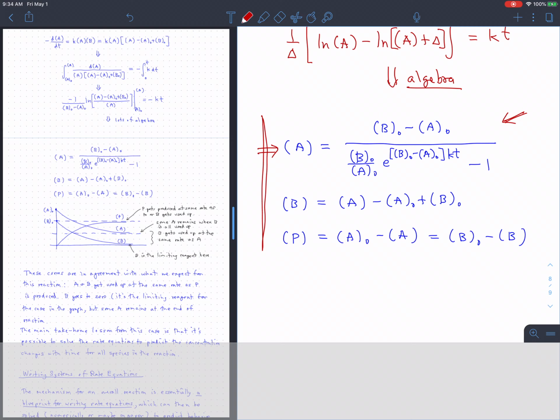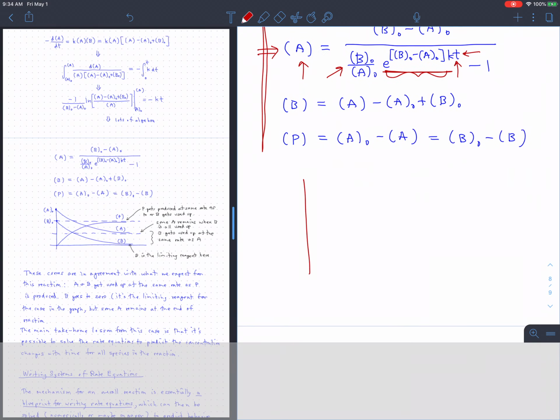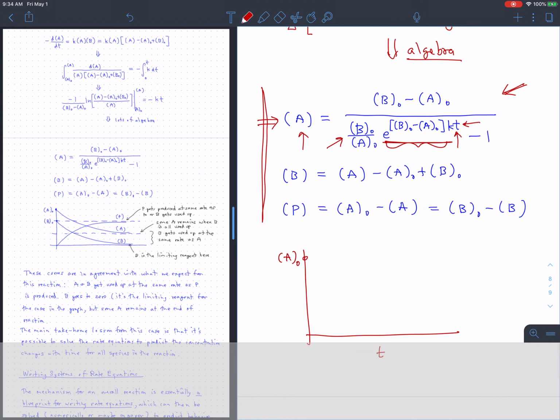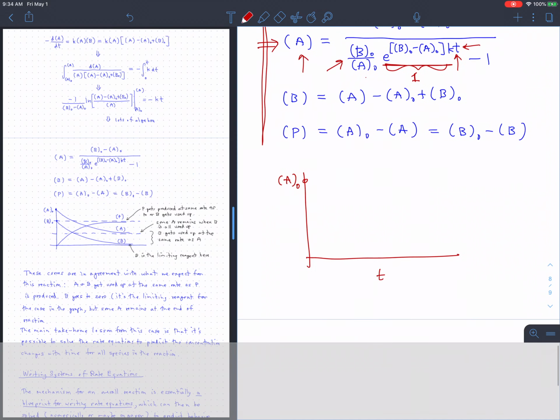But we can notice this, that here's an exponential in kt, which means that as time increases, this exponential is going to go up exponentially. It's going to get bigger and bigger and bigger. And it's in the denominator, which means that A is going to get smaller and smaller, which means that as we plot A versus time here, we're going to start at A0. Notice that if time is equal to 0 here, this is all just a 1. That gives B0 over A0 minus 1. If we work it all out, then that's just going to be equal to A0. And then things are going to decay away with time after that.